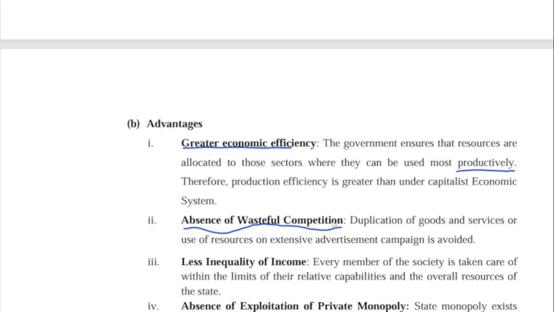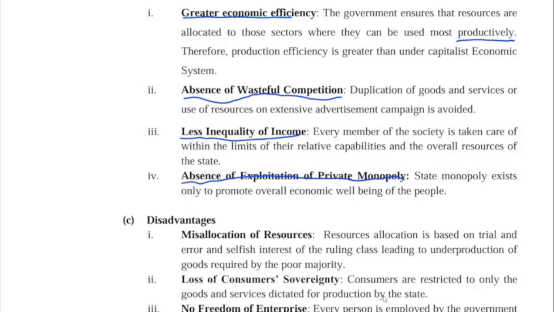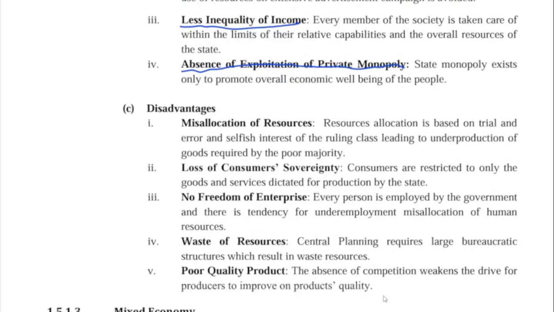There's no competition to it. And you have less income inequality. You have absence of exploitation by private monopoly. There's no private monopoly. State monopoly exists only to promote the overall economic well-being of the people. Now what are the disadvantages?